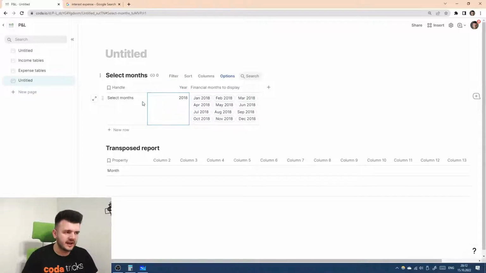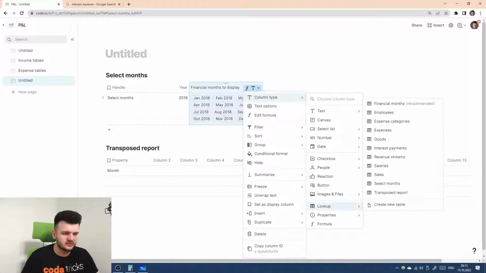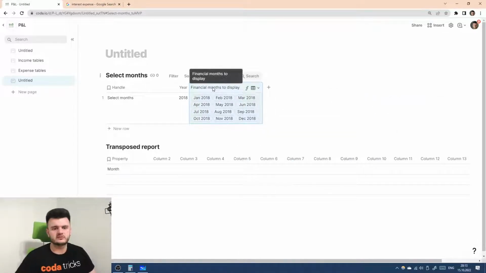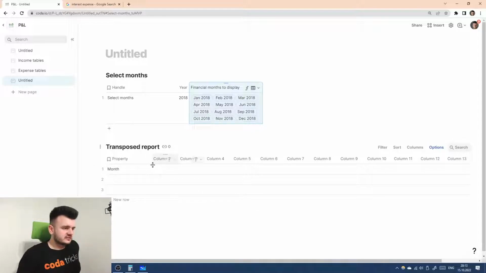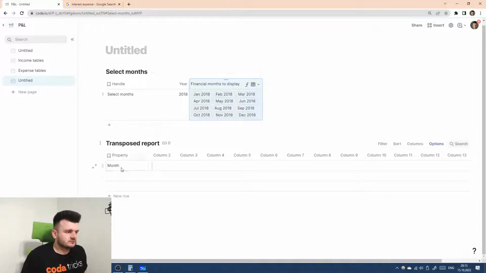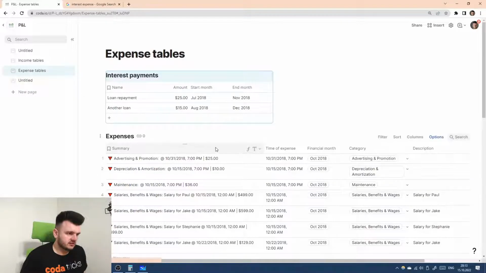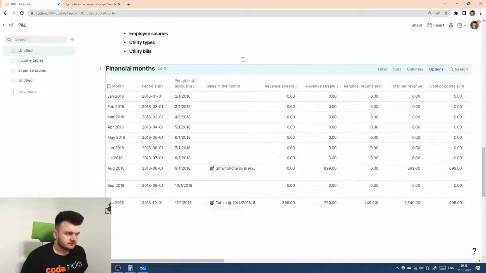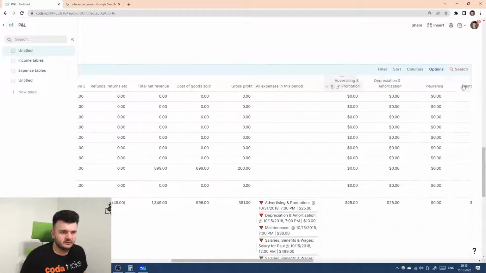We could have a range, like a starting month and ending month, and filter by that. Let's just filter by a year for now. So we look up the financial months, the multi-lookup of financial months. One way to do this in a transposed way is that we need our properties. So we take this table, and we need the columns here.